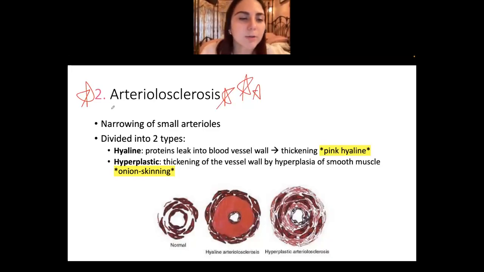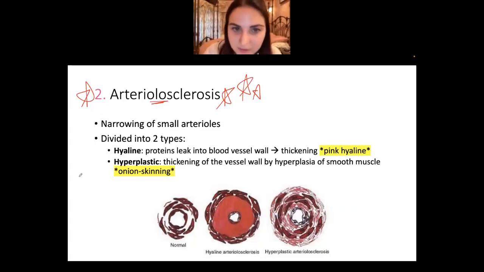Okay, arteriolosclerosis, here is your most important concept of this entire chapter. You will 100% get questions on every test you take about hyaline and hyperplastic arteriolosclerosis. This is going to come up again and again in renal. Oh, you're technically in renal, so that's good. Remember, this is the small vessels now getting hardened, and there are two types of arteriolosclerosis: hyaline and hyperplastic.